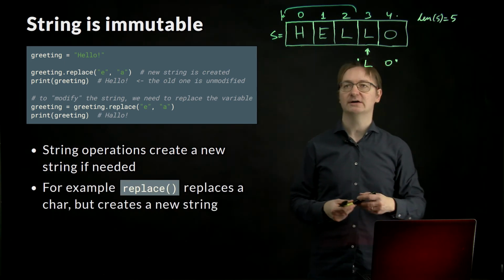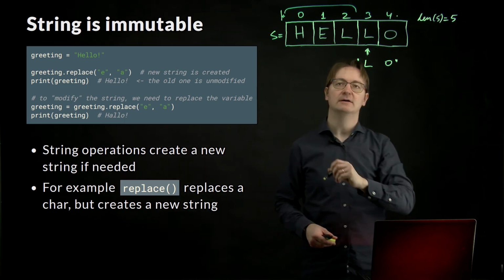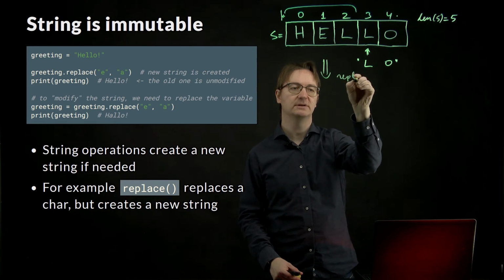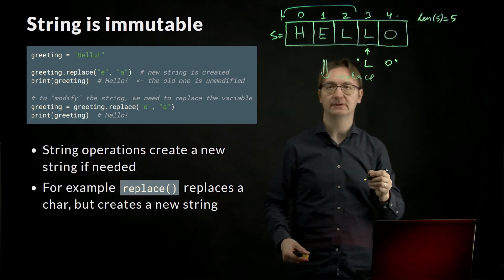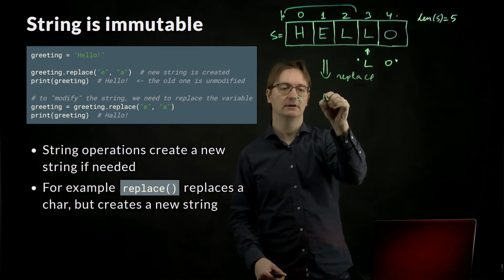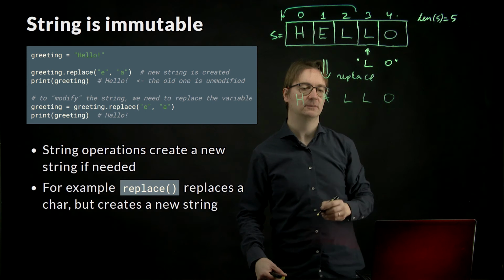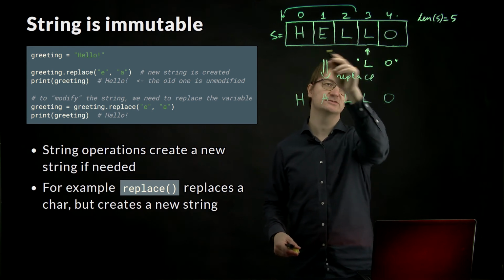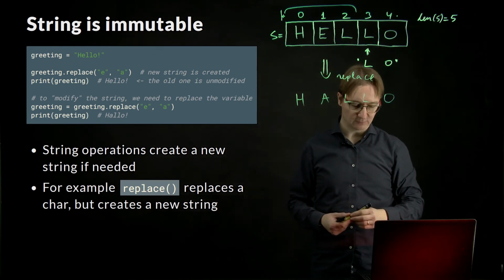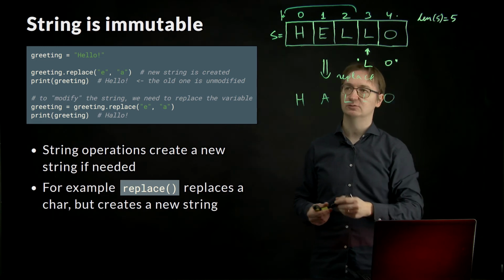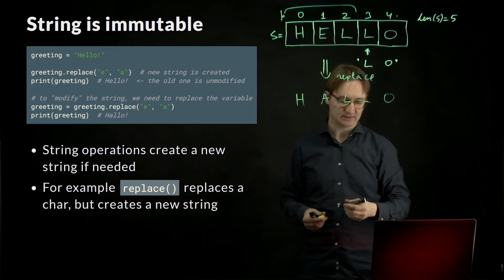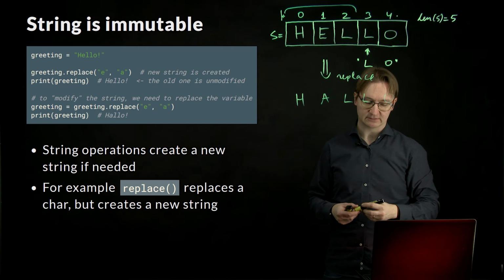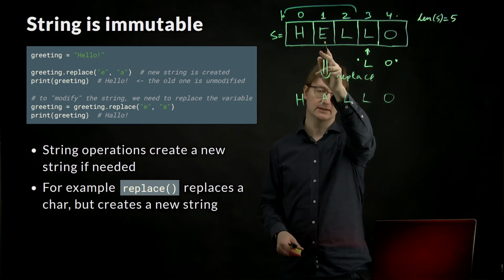So if we would actually want to replace, for example, this E with A, what happens is that replace actually creates a new string, and it will become L O. And the original string always remains the same. So if I would, for example, just do s dot replace, as I have done with greeting in this slide, you can see that if I print it out, the original string still is with E.